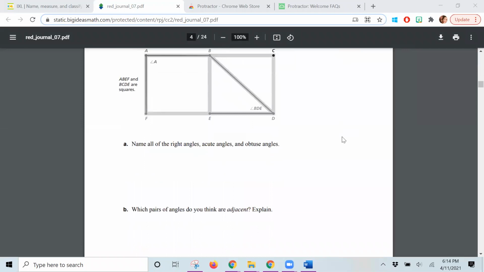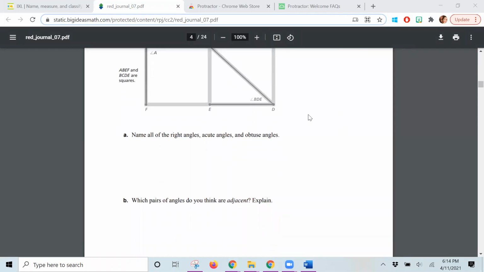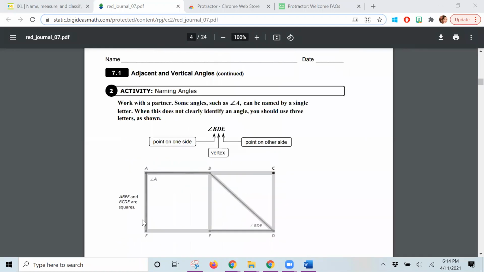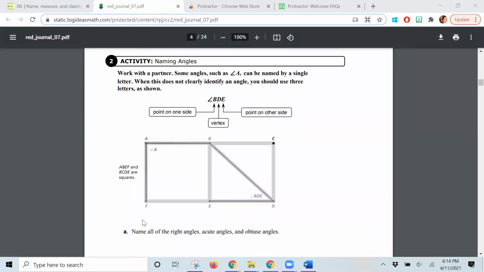Okay, so which pairs of angles do you think are adjacent, and explain? I am going to help you out with this question because we haven't really talked too much about adjacent and vertical angles. Adjacent means that they are right next to each other. So for example, Indiana and Ohio are adjacent shapes because they share a border.